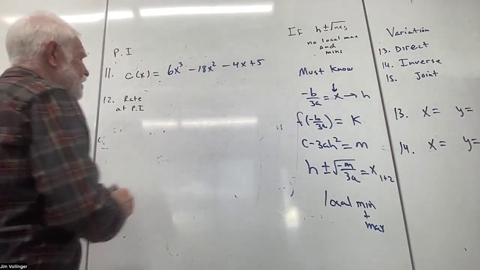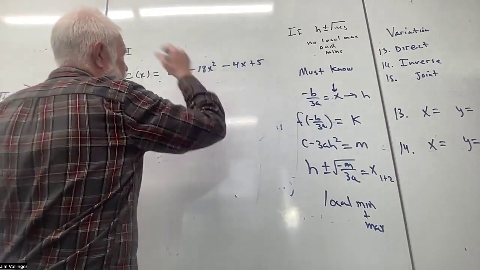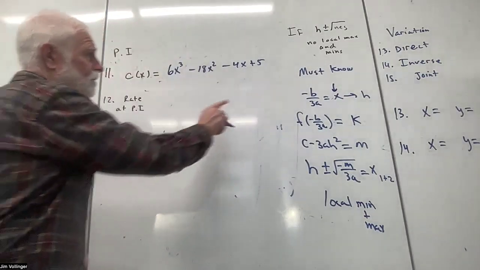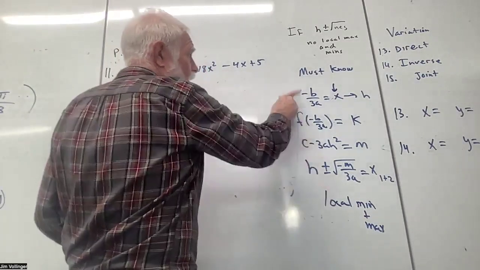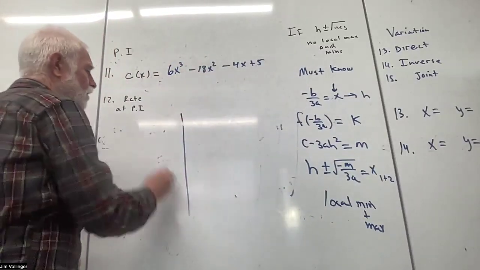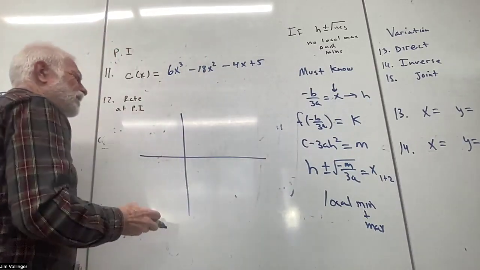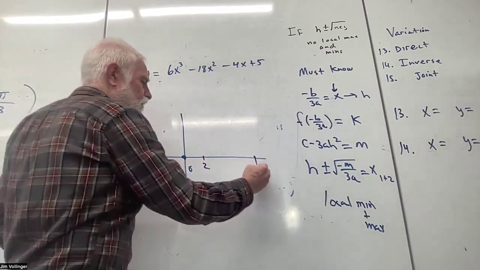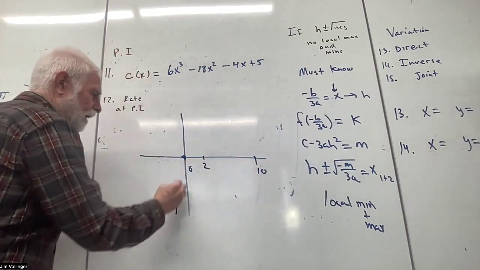All right, 6x cubed minus 18x squared minus 4x plus 5. All right, I did put some things you must know about cubics. You must know that minus b over 3a is the average of the roots. I did a video about putting cubics in graphing form, and I used 0, I used 2, and I used 10. And the graph looked like this.